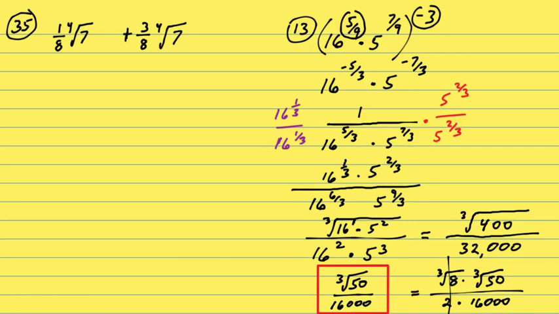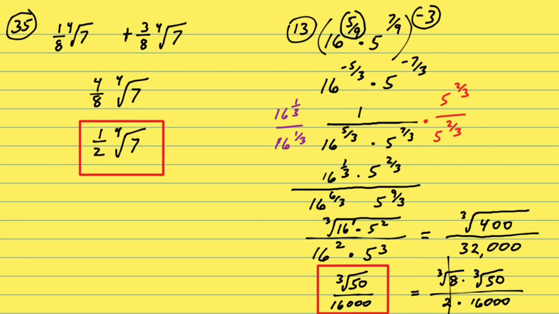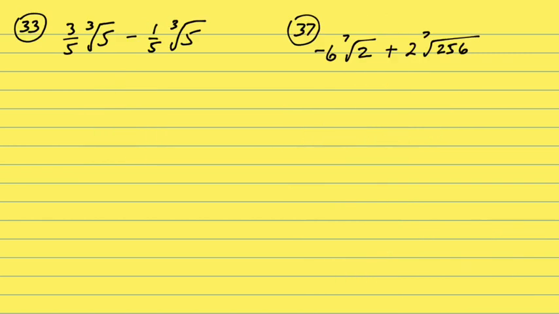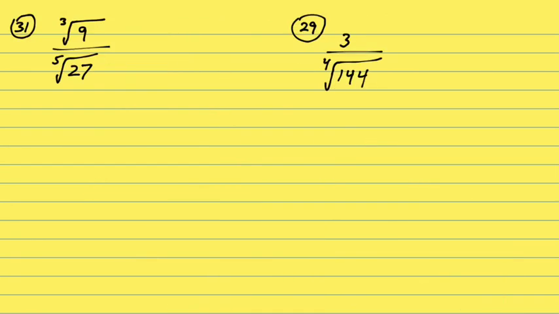That's a tricky one. Much harder than 35, because 35, all you're doing is adding 1/8 of this plus 3/8 of the same thing. 1/8 plus 3/8 is 4/8. So you have 4/8 of this 4th root of 7. 4/8 is 1/2. So some of these later ones are actually easier than ones like 13. Okay, let's see what else we have here. We did 9, 11, 13. Let's look at, I don't know, 29. We want a 4th root of 144.